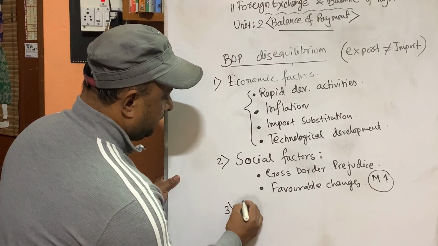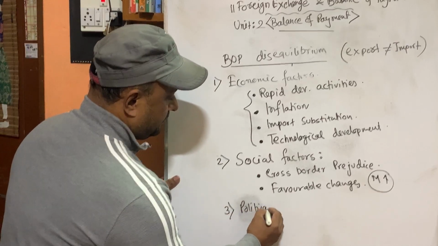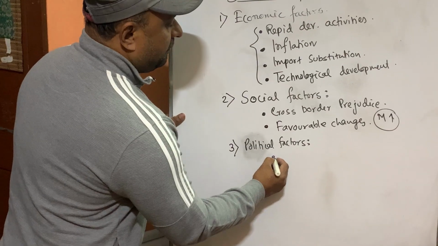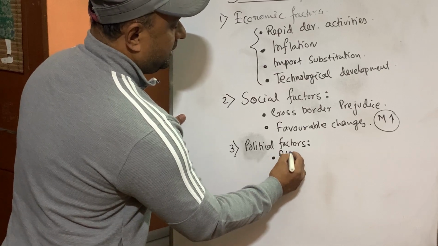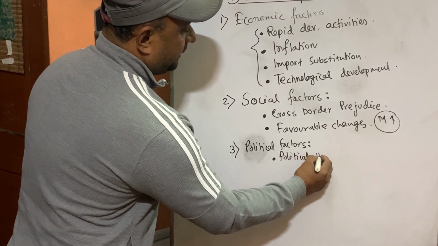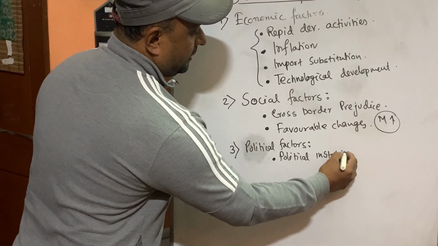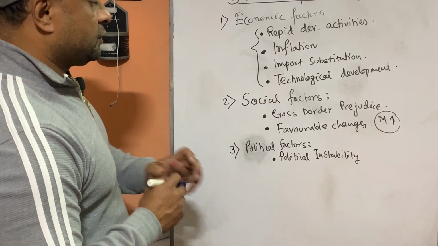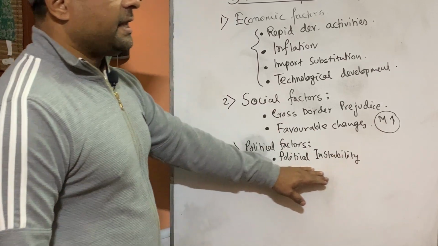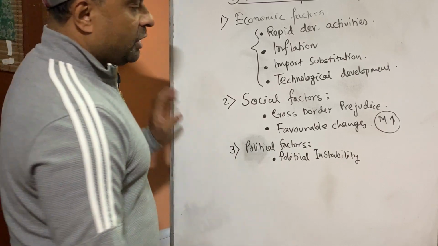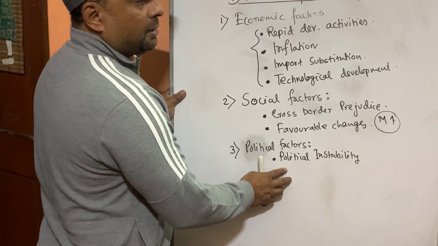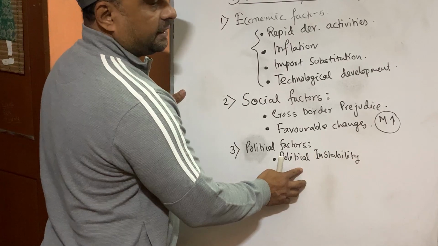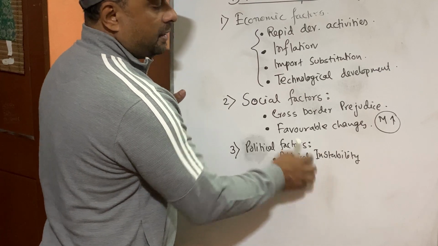Third one is political factors. First one is political instability. Political instability means if there is no stable government in the country or if there is a war situation prevailing in the country, that time what happens? Our production level will fall due to unstable government or war situation. That time we have to import more goods from other countries, means there will be disequilibrium in BOP.